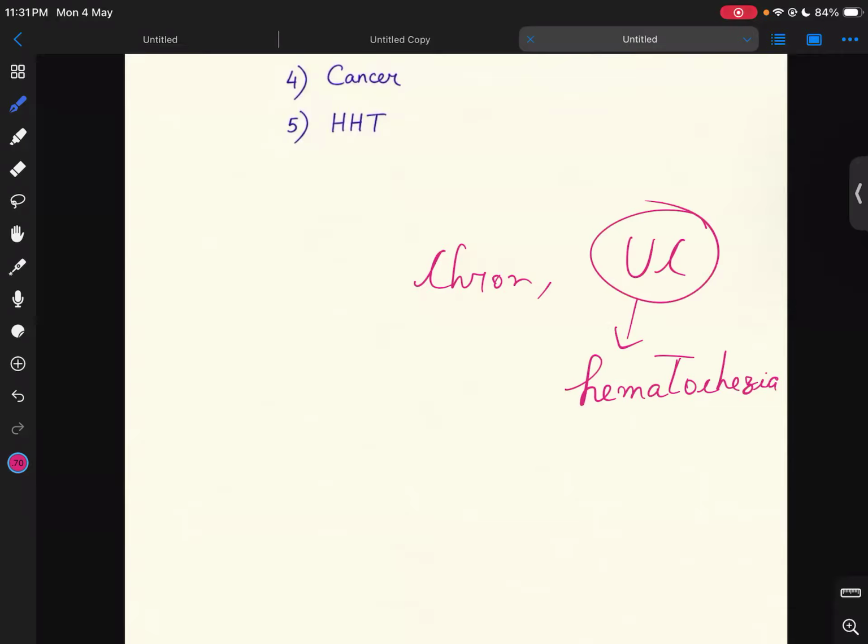Did you get the answer, doctor? Yes, sir. But in Crohn's, we don't get any bleeding, isn't it? Actually, Crohn's disease does not manifest as bleeding. It manifests solely as diarrhea. Clear, doctor? Should I proceed to the next prompt?